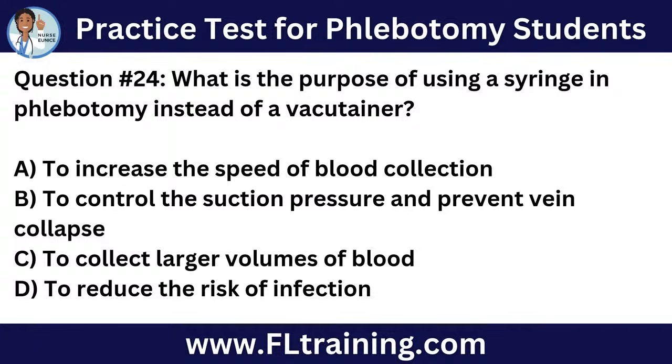Question 24. What is the purpose of using a syringe in phlebotomy instead of a vacutainer, instead of the tube that sucks? Why use a syringe? Is it A, to increase the speed of blood collection? B, to control the suction pressure and to prevent vein collapse? C, to collect larger volumes of blood? D, to reduce the risk of infection. So why do we use the syringe technique instead of a vacutainer?